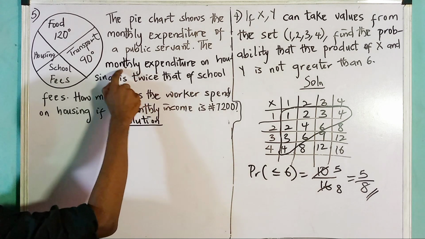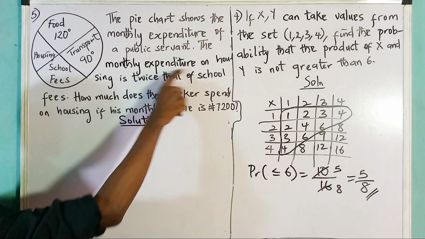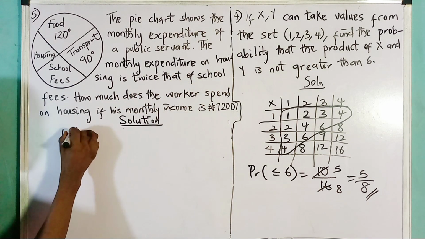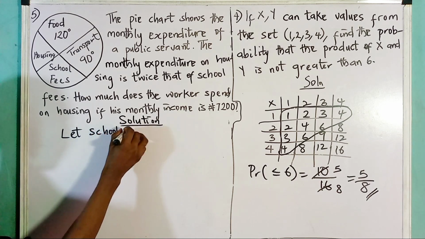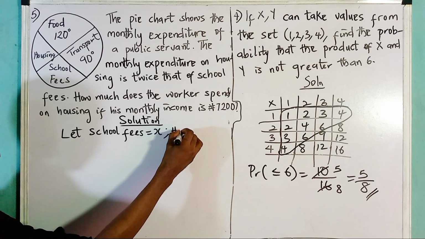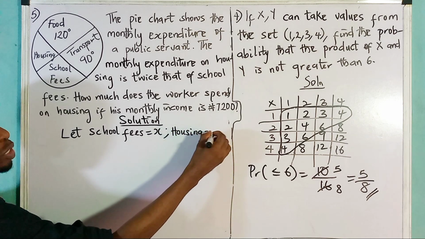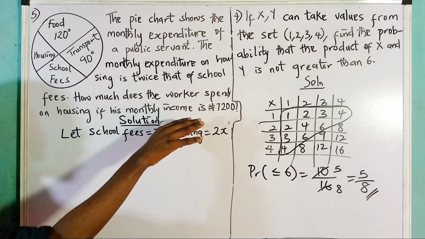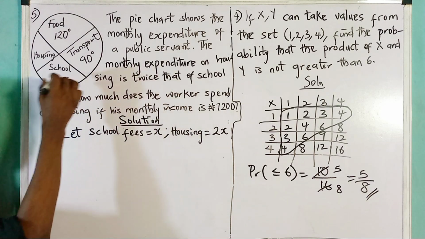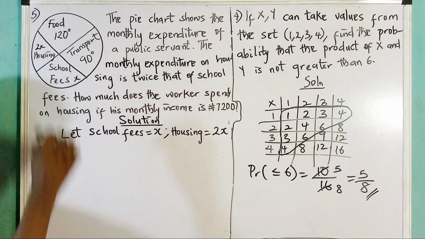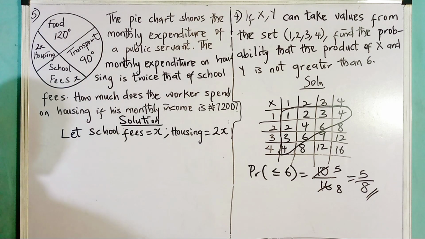So first of all, we will focus on this part where it says the monthly expenditure on housing is twice that of school fees. So it means that we say let school fees be equals to x. Then housing, they said it's twice that of school fees. Housing will be 2 times x, right? Which is 2x. Now, how much does the worker spend? Before we get here, since we know that school fees is now x and housing is 2x, add up everything, it gives us 360 degrees.